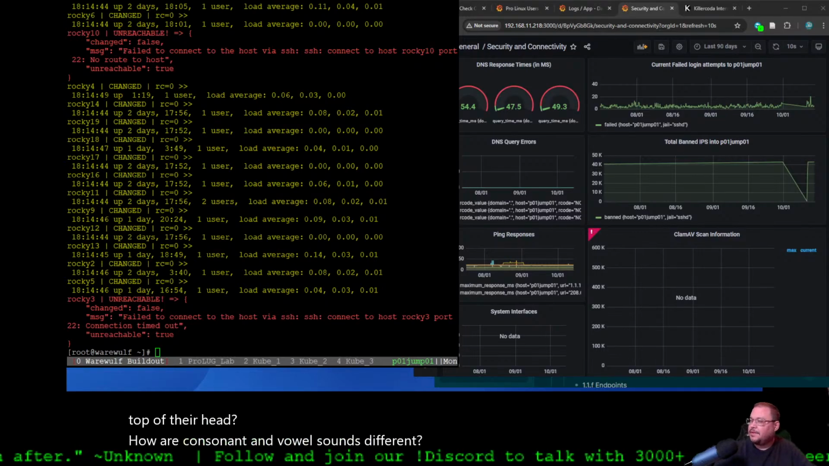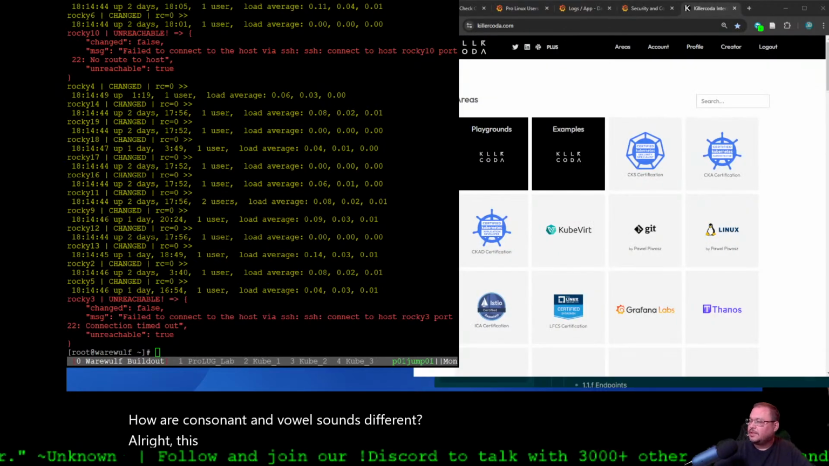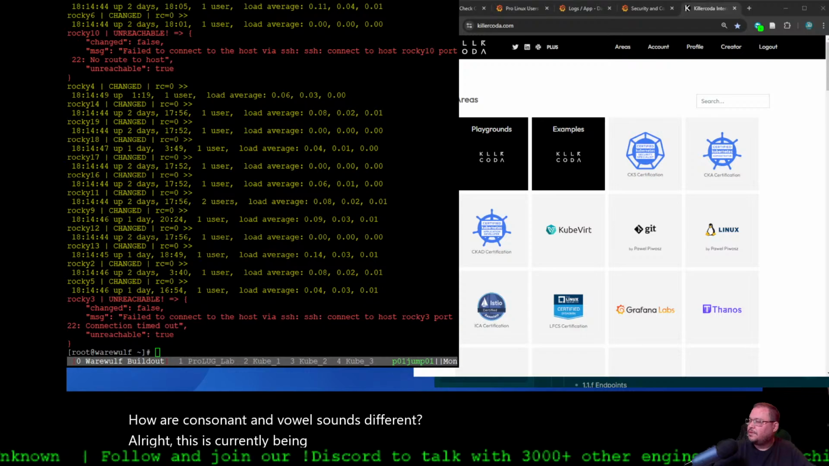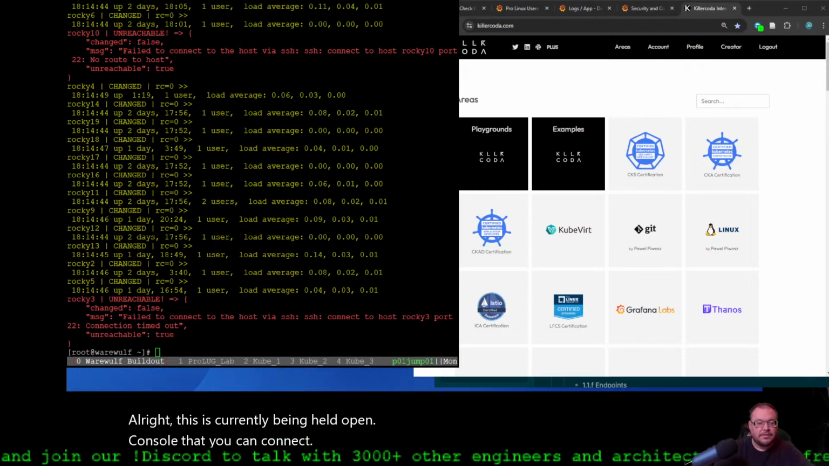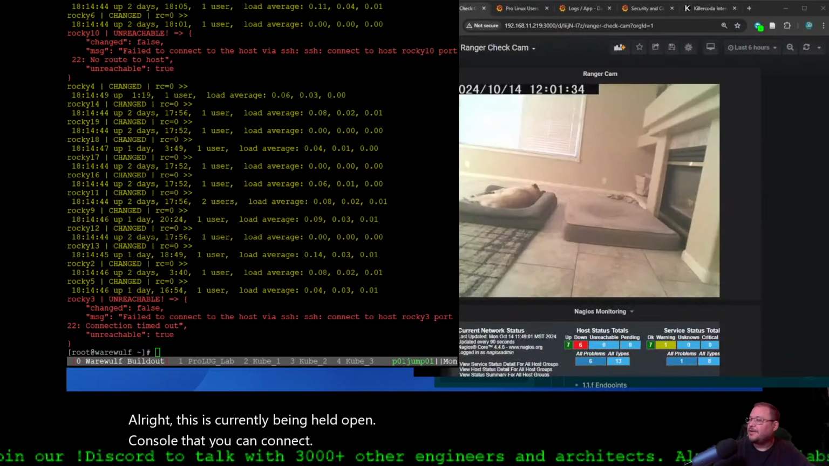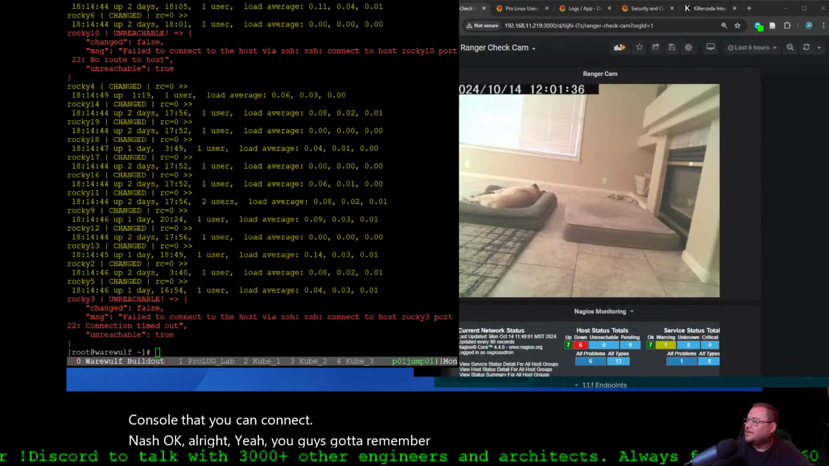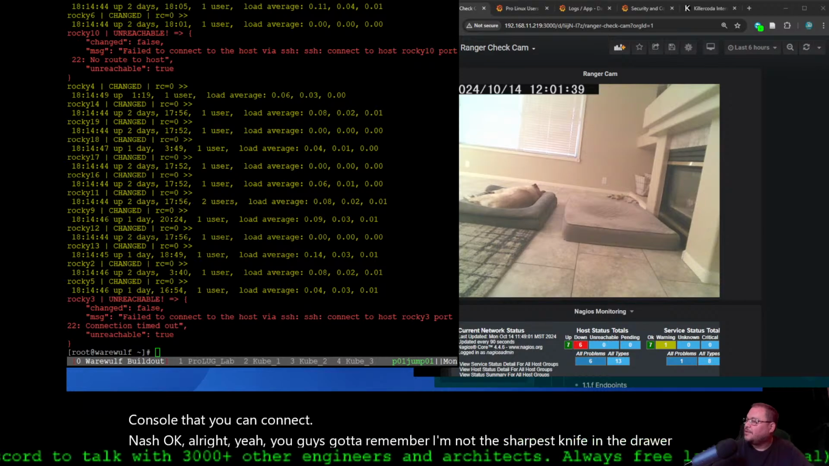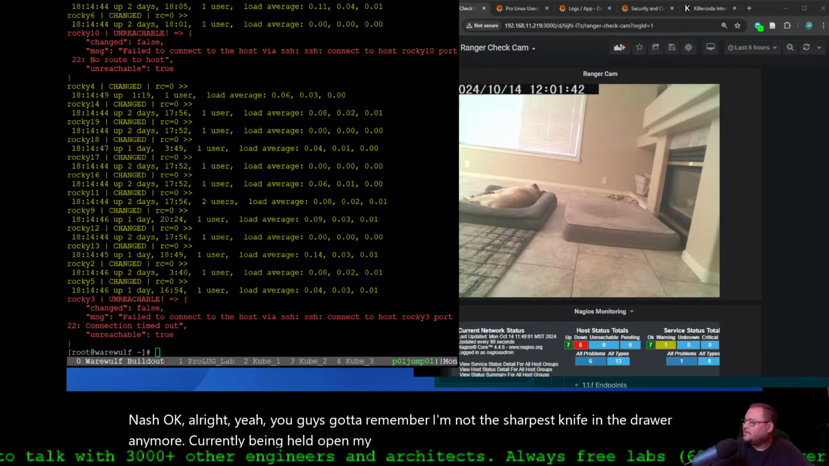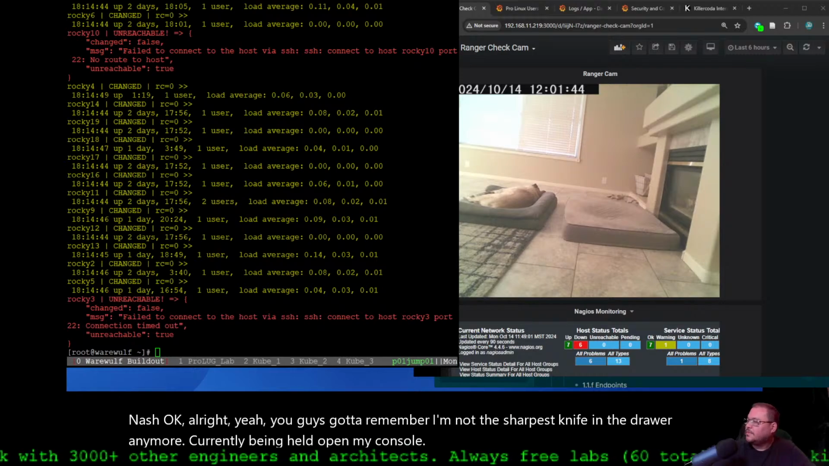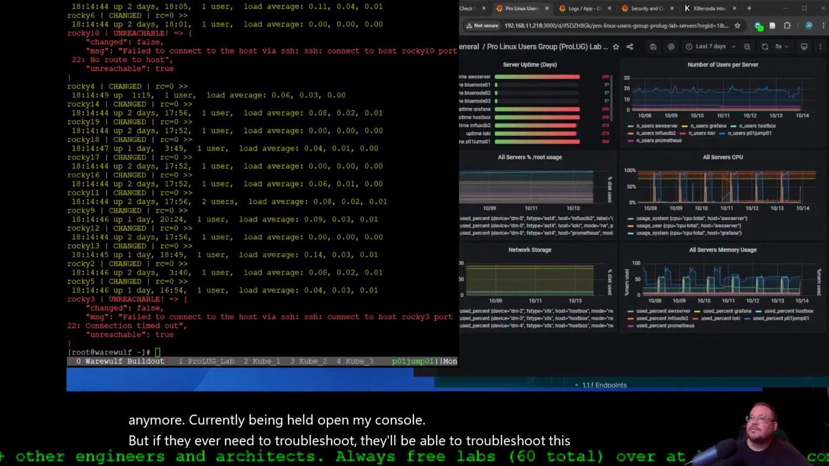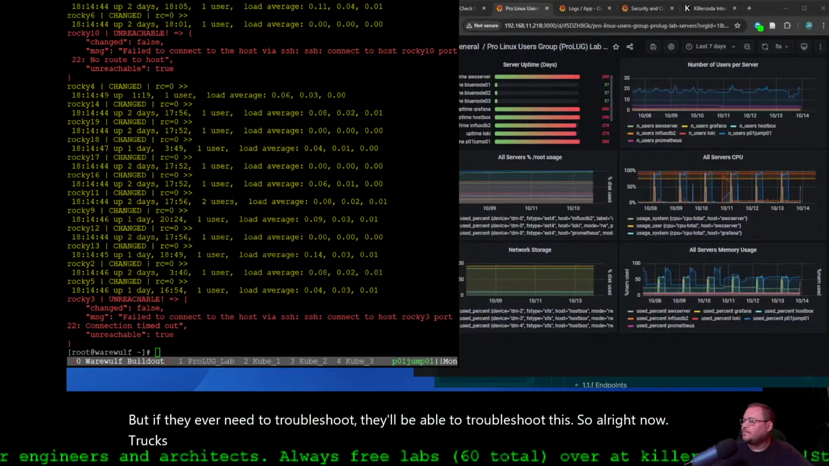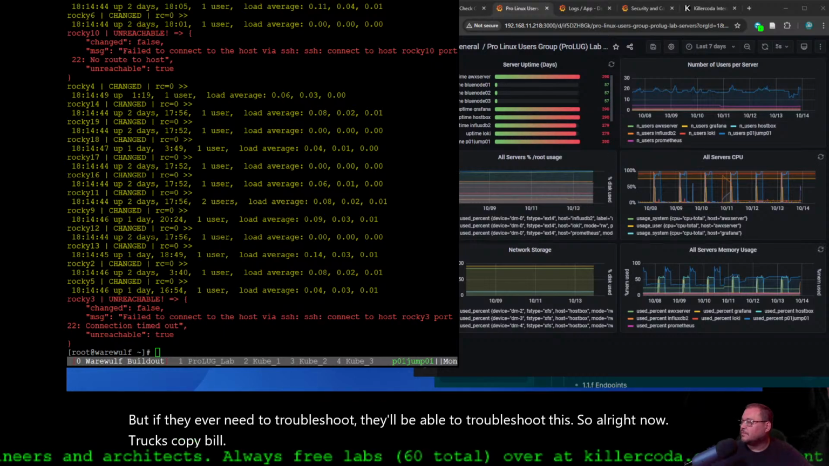All right, this is currently being held open by console, but you can connect. Nash, okay, all right. You guys got to remember, I'm not the sharpest knife in the drawer anymore. Currently being held open by console. But if they ever need to troubleshoot, they'll be able to troubleshoot this. So, all right, copy, boom. System.